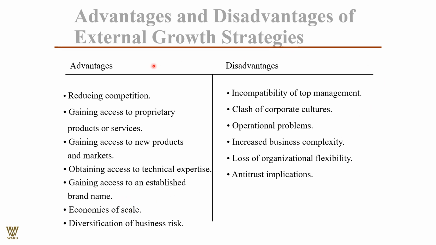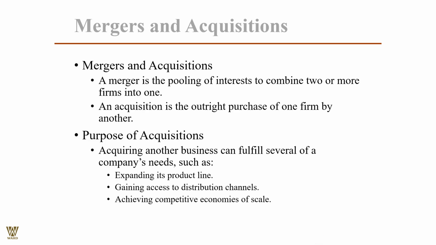So advantages are plentiful, but there are certain disadvantages as well. When you join hands, your marriage may not succeed. Why? Because of different thought processes, because of different values. That becomes incompatible top management. And many a time, in fact, maximum number of times, joint ventures fail. Clash of corporate culture is the reason. Operational problems, increased business complexity, loss of organizational flexibility, and antitrust implications, as the case might be.